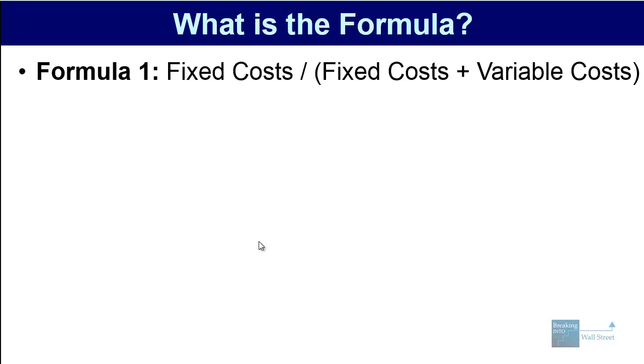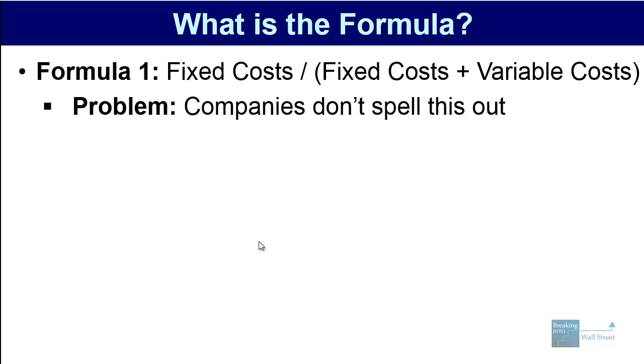So one formula is to take the company's fixed costs and then to divide by the fixed plus variable costs. And this seems like a reasonable idea because after all, operating leverage relates to those fixed and variable costs directly. The problem, though, is that companies don't really spell this out for the most part. You can look in their filings and other reports, but you will rarely, if ever, get a company that tells you exactly what its fixed and variable costs are.